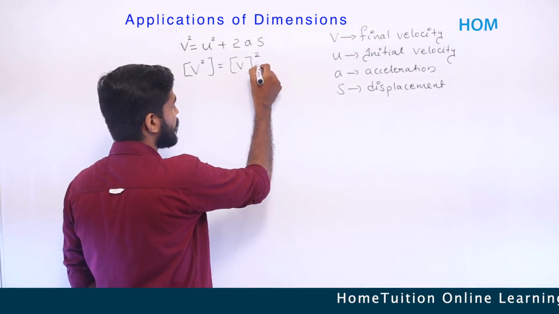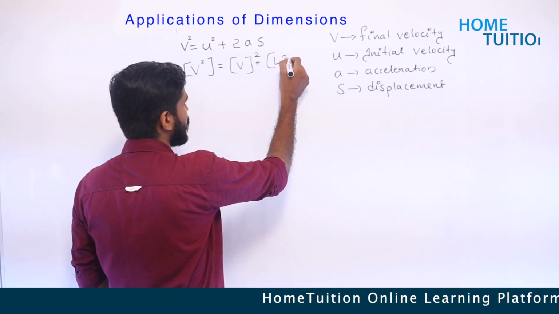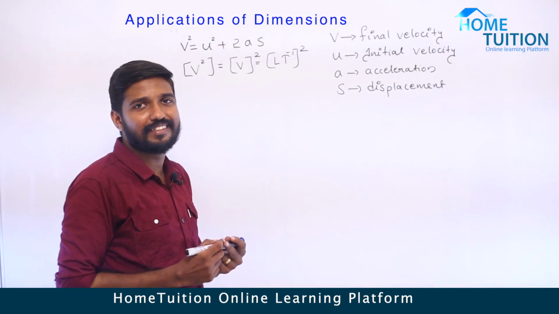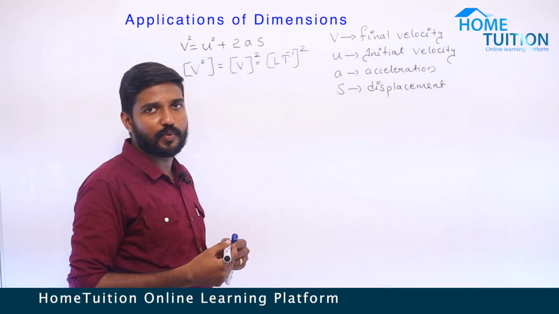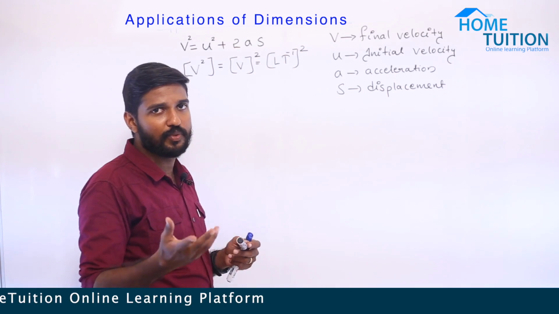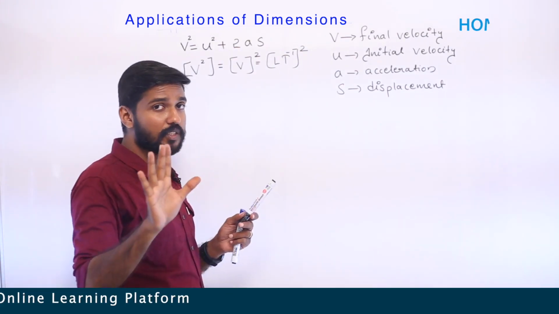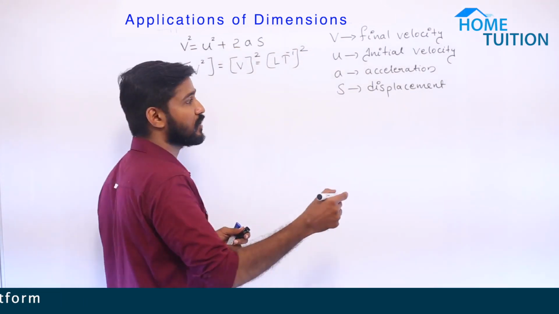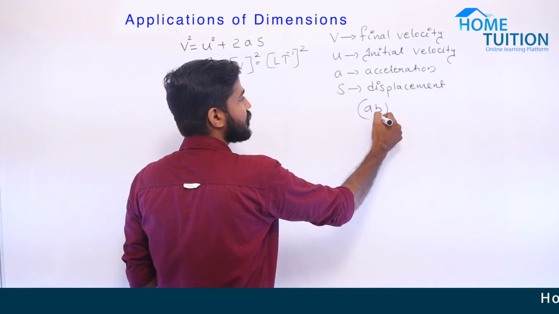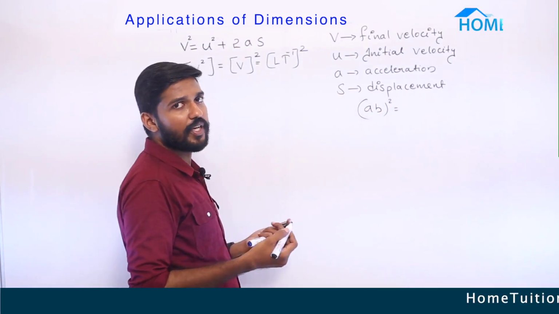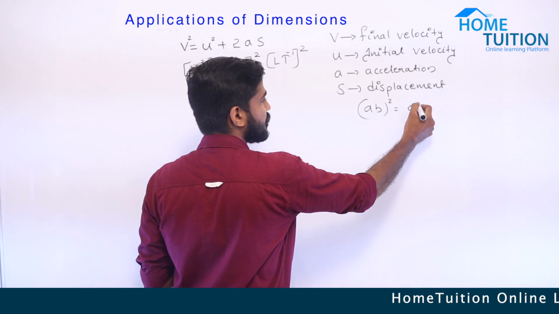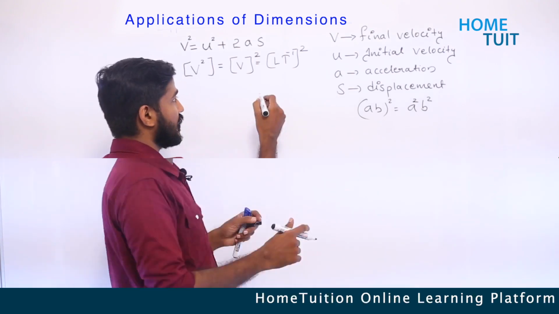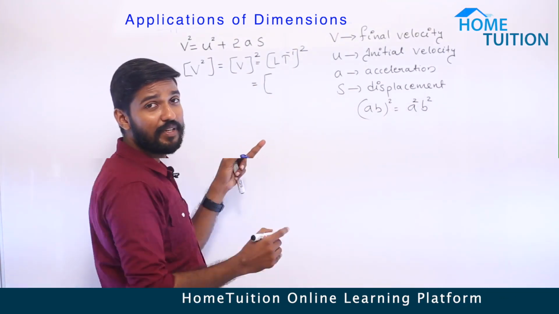So the dimension of velocity is nothing but L t raised to minus 1. L is length, t is time. So you know that, right? L t raised to minus 1, the whole square. What is AB the whole square? It's nothing but A square B square, right? So applying that theory here, what will you get? It will be L, means L raised to 1.